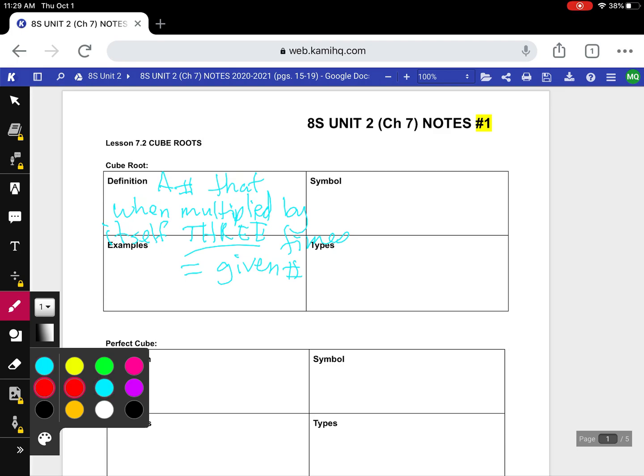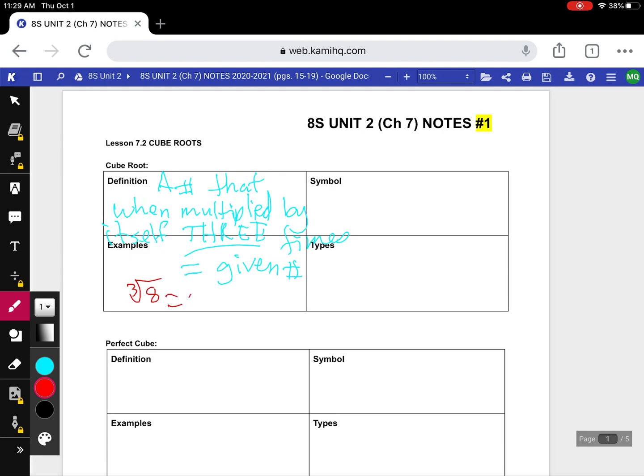So some examples would be the cube root of 8, okay? So what number equals the cube root of 8? That would be 2. Because 2 times 2 times 2 equals 8. Or we could do the cube root of 64, which equals 4, etc., etc. Our symbol looks like this. Don't forget to put your 3 that represents the cube root.